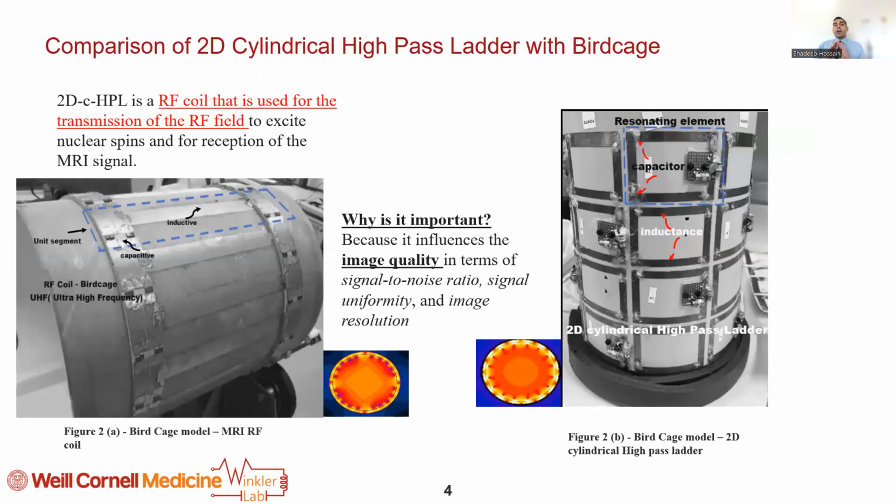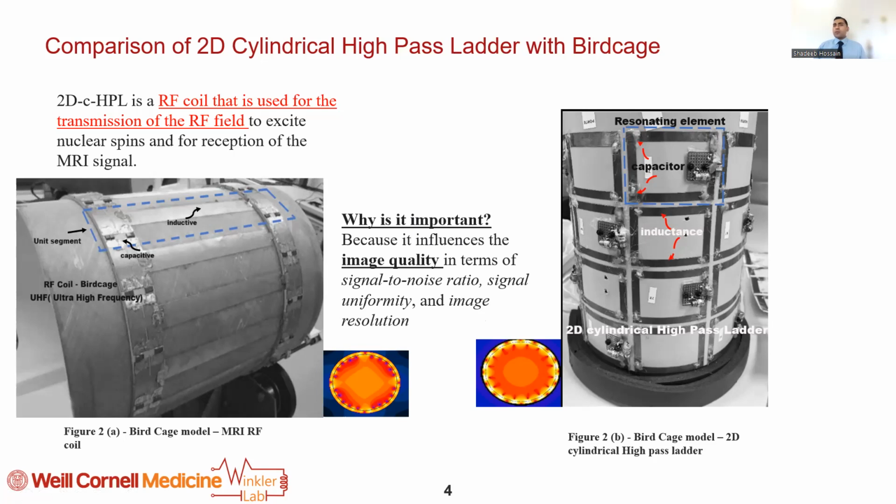In industry, we have always used the birdcage model. You could see towards my left, this is a schematic, and this is a prototype of a birdcage model. A unit segment would usually consist of an inductive and a capacitive component. The design that we are working on is inspired by Dr. Ballone's 2D cylindrical high-pass ladder. This is significantly different from this design, and there are several advantages to it.